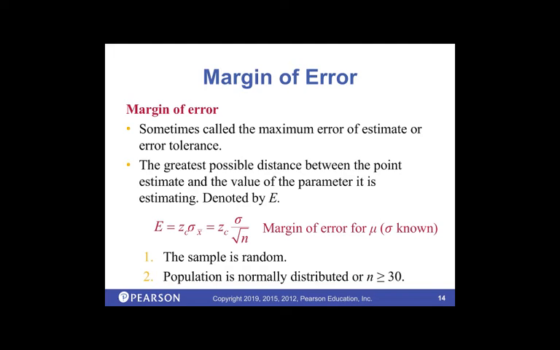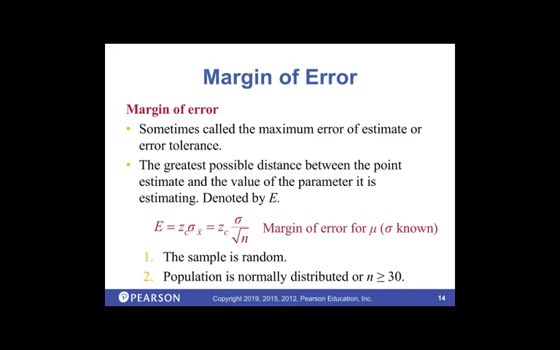So the margin of error is going to be the critical value times, what is that? The standard error, or the sample standard deviation. And I think last time we said that's going to be the population standard deviation over the square root of n. Again, this is for a known standard deviation. So the sample is random and the population is normally distributed, or n is greater than or equal to 30.